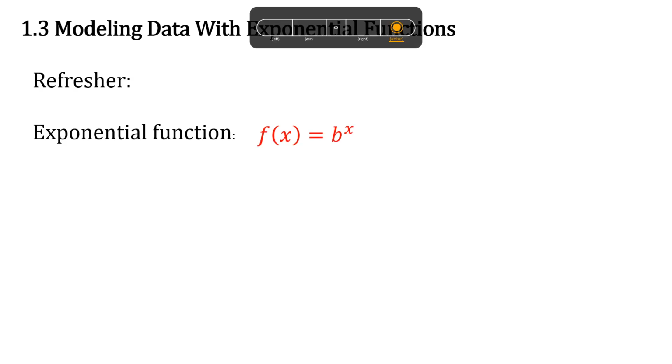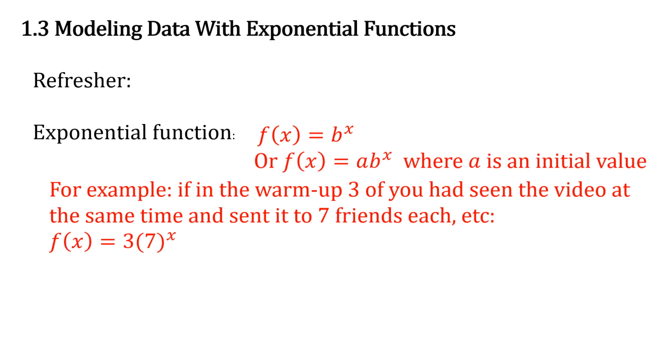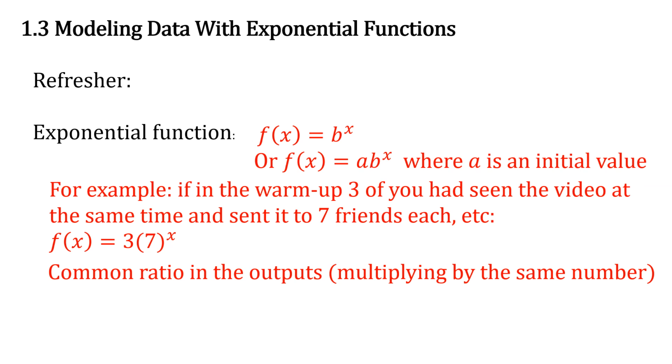So let's talk about exponential functions. f of x equals b to the x. Sometimes it's f of x equals a times b to the x, where a is an initial value. For example, if in the warm-up 3 of you had seen the video at the same time and sent it to 7 friends each, we'd start with 3 times 7 to the x. There's a common ratio in the outputs. You're multiplying by the same number each time.